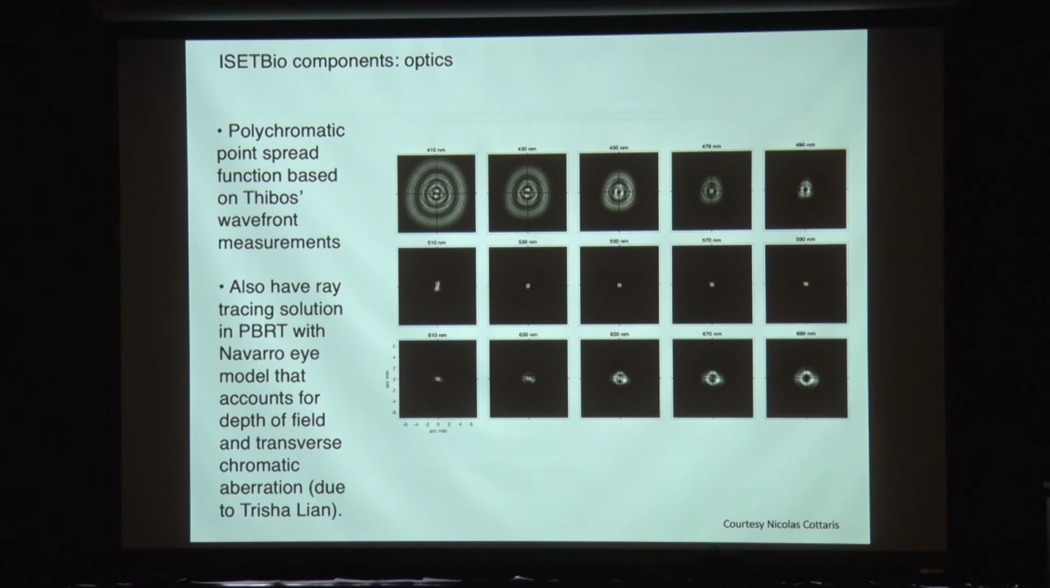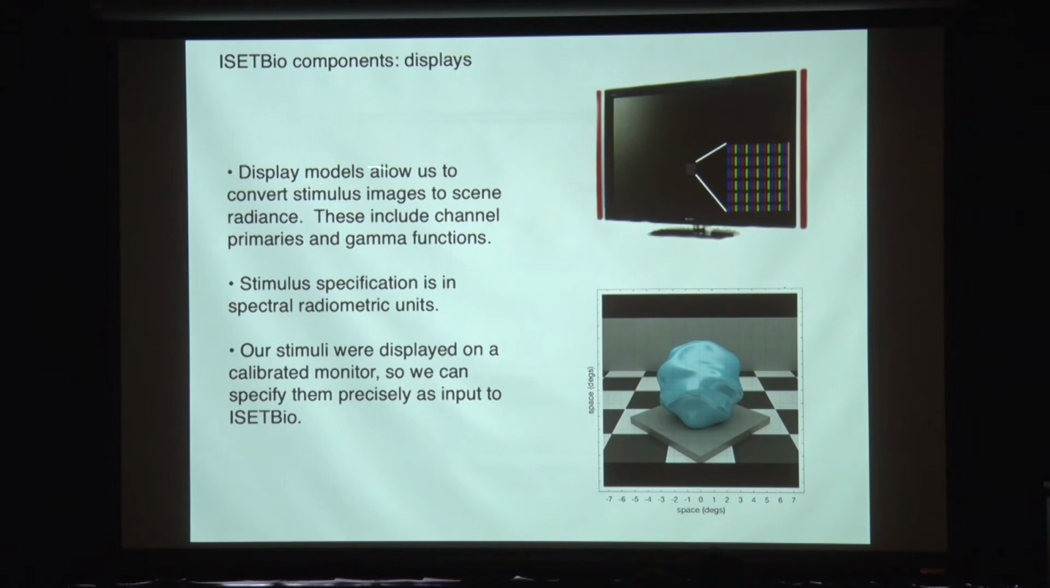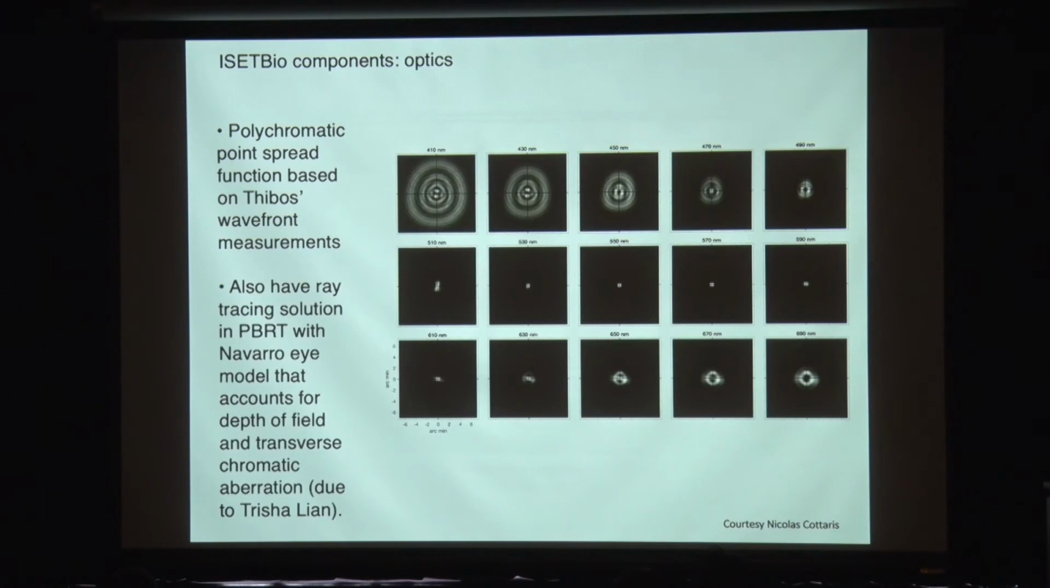Actually, I should say, we've worked hard in this software to always stay in physical units. So we specify spectral radiance when we talk about display primaries and stimuli. We specify visual angle. We specify retinal radiance, again, in physical units and so forth, which we found very helpful in clarifying just to think about the magnitude of the signals and those kinds of things.